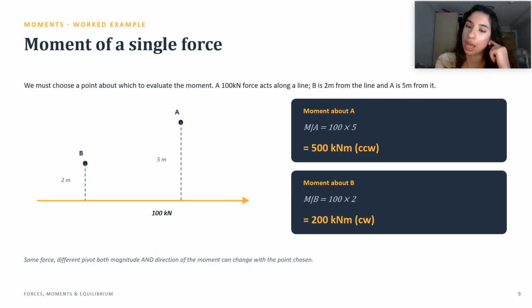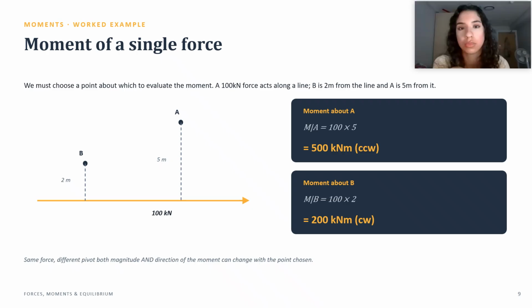Then we have pivot B, and pivot B is 2 meters away from the line. Pivot A is 5 meters away from the line. Now we want to find the moment about A. Let's start with that. So we do 100 times 5, which gives you 500 kilonewton meters, and that is counterclockwise.